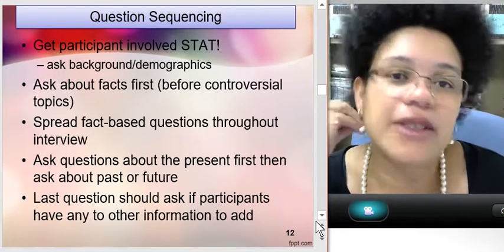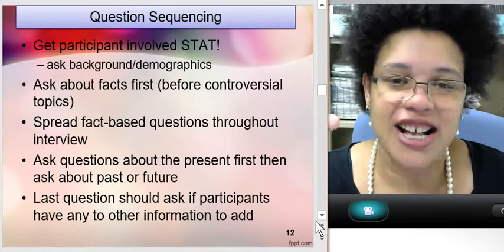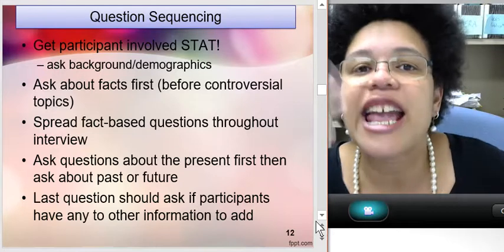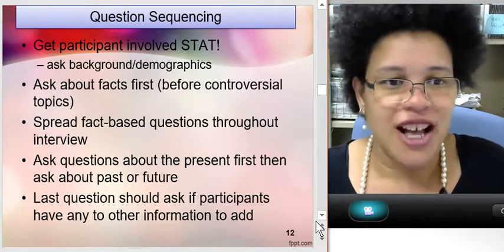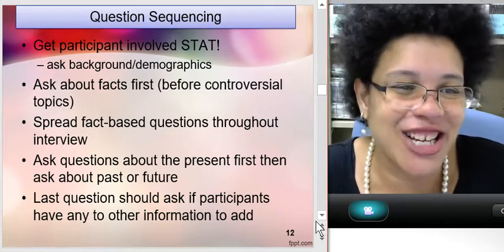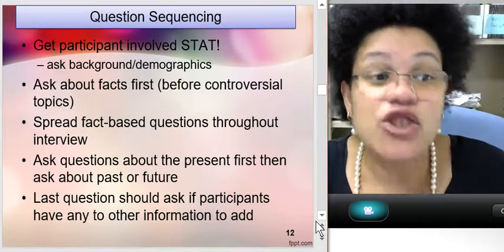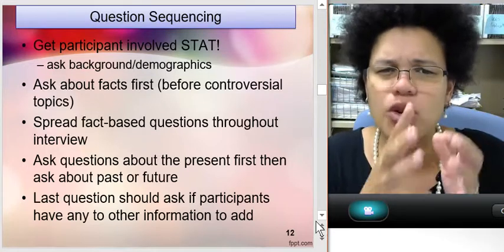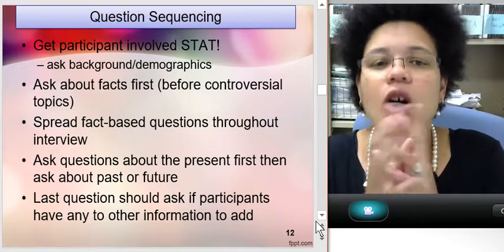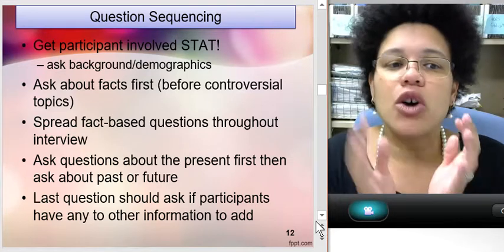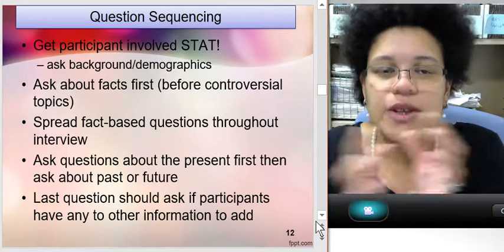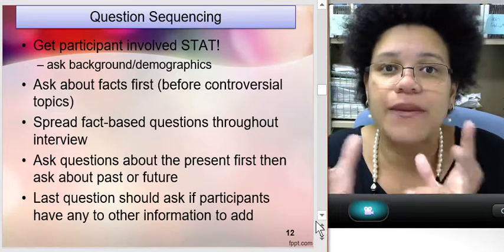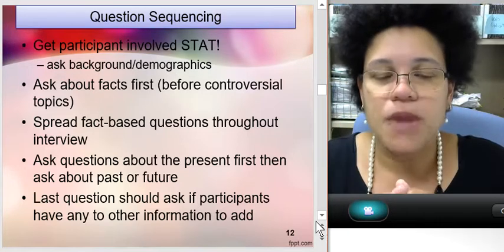Ask about the facts first. That's another strategy. You're just asking about the facts, right? And then later you can ask about more of the controversy that may have happened in a particular setting or with particular participants. And you might spread the fact-based questions throughout the interview because that gives you a point of reference. Oh yeah, when did that happen? Oh, okay. And who was there? That might give you a reference point and frame things for you, and maybe even give the participant a little break from some of the more in-depth questions you might be asking.